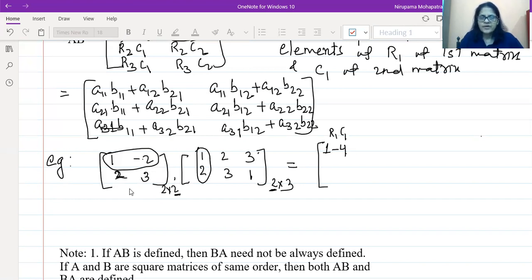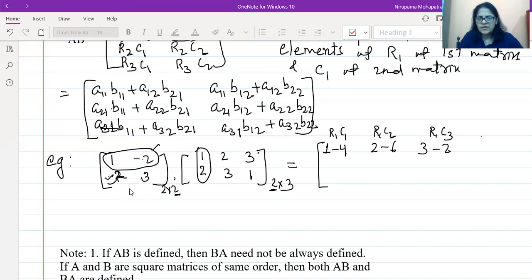Then here it is R1, C2: 1 into 2, 2, then minus 2 into 3, minus 6. R1, C3: 1 into 3, minus 2 into 1. Then the first row is over, and now we can come to the second row.